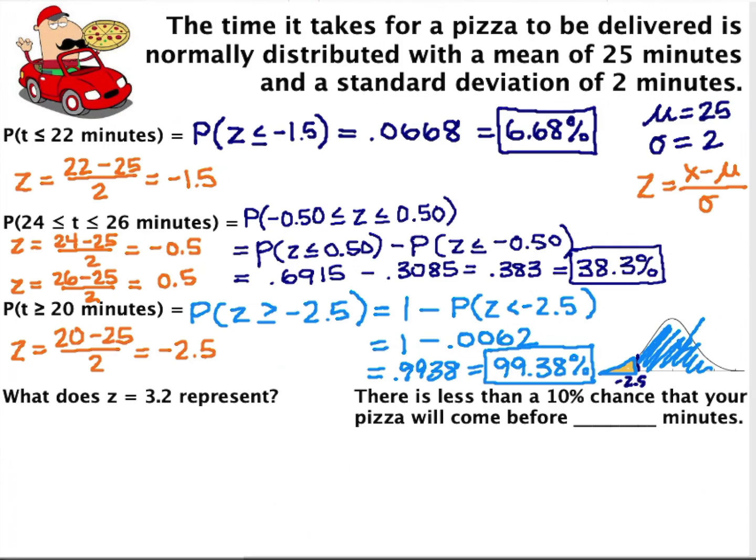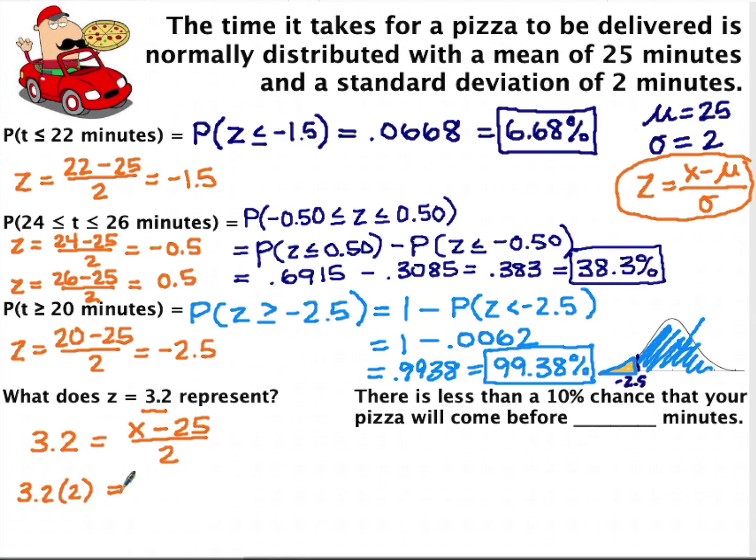Next one, what does z equals 3.2 represent? Would that be a delivery time that is longer than usual or shorter than usual? Since that's a positive 3.2, that should be above average. And we could use the z-score formula to interpret that. We know that z is 3.2, we know mu is 25, and we know sigma is 2. So we could do some simple algebra. Take that 3.2 times 2, and then add 25 over.